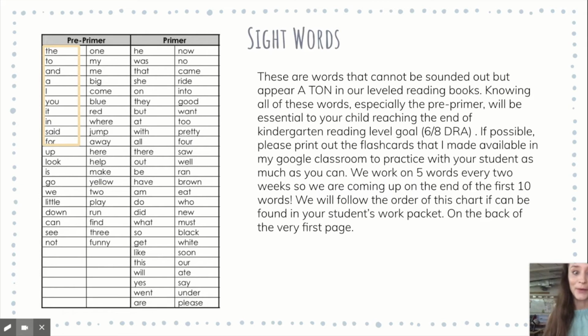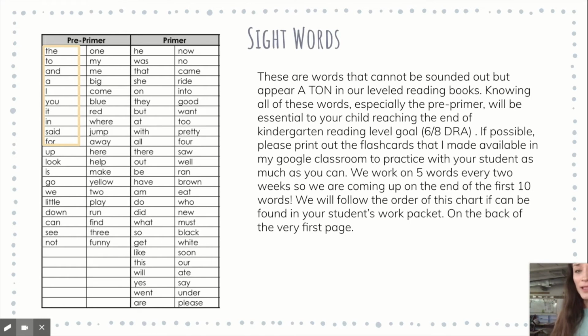All right, this is a big one, especially with distance learning. I've been finding it particularly difficult to get some really great sight word instruction in. So I wrote a lot that I wanted to share with you. So these are words that cannot be sounded out most of the time, but they appear a ton in our leveled reading books. Knowing all of these words, the pre-primer and primer words, are going to be essential to your child reaching the end of kindergarten reading goal, which is an EF or a 6-8.